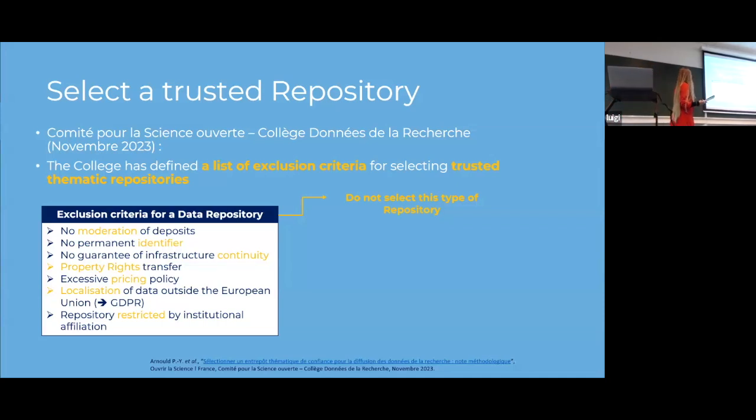In France, the college of the Comité pour la Science Ouverte has defined a list of several criteria. It's a list of exclusion criteria for selecting a trusted thematic repository. So what do you have to check while choosing a repository? For example, you find a repository in the registries. What do you have to check to identify a very good and trusted repository?